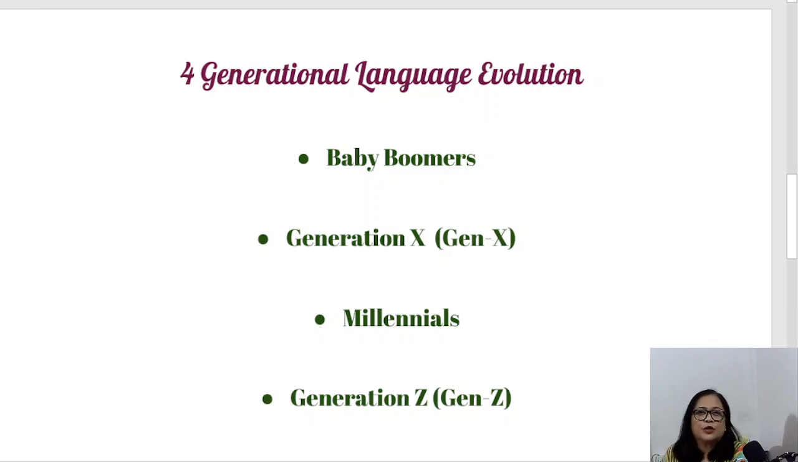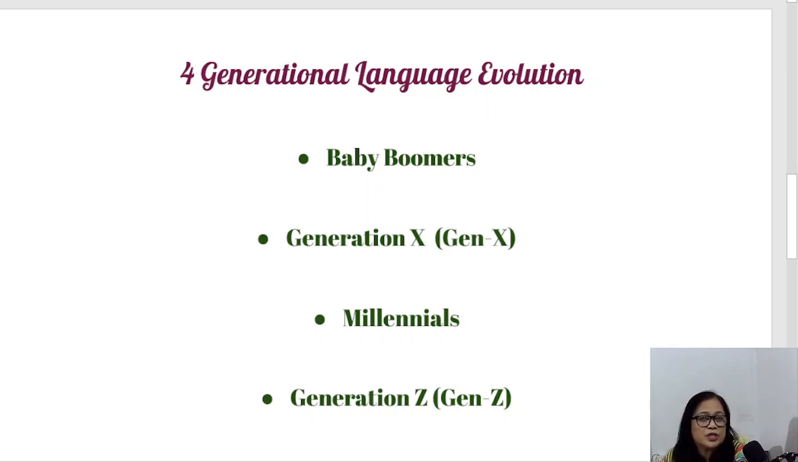For example, we know that after the war, they gave names to all the generations. So far, we have 4 generations: the baby boomers or boomers, Generation X, millennials, and Generation Z. Baby boomers are normally old school, so their language is a little bit more formal. Their language is different. Their communication was different.